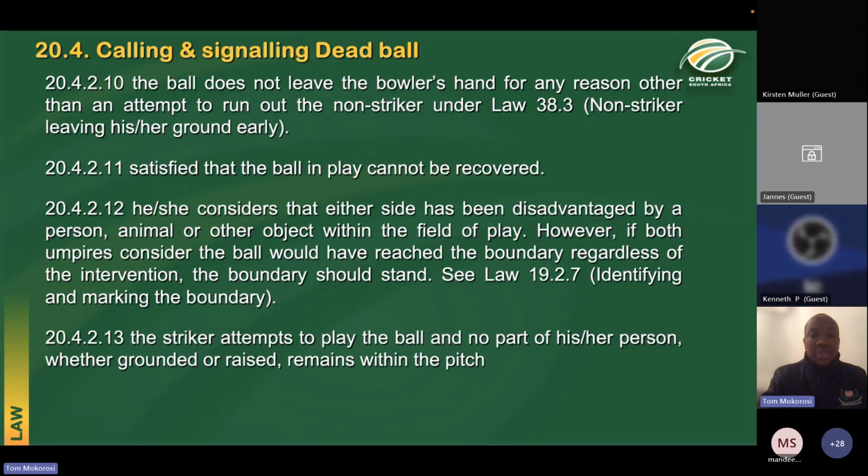If the striker attempts to play the ball and no part of his or her person, whether grounded or raised, remains within the pitch, then we need to call and signal dead ball. Okay, remember the pitch width, 3.05 meters. If a batter has to go off the pitch to attempt to play the ball, then we call and signal dead ball.